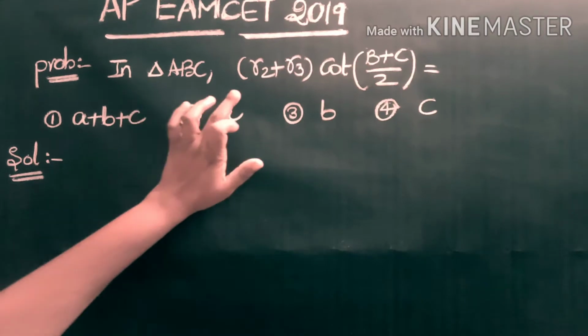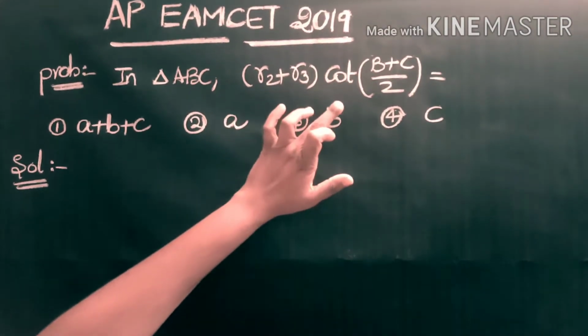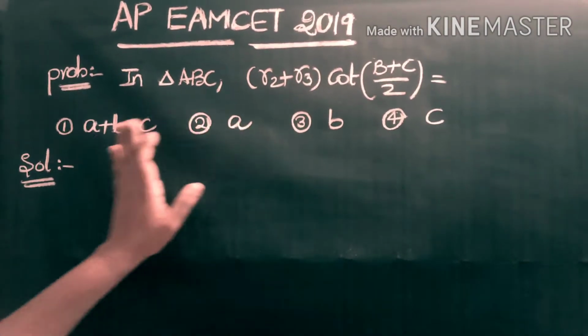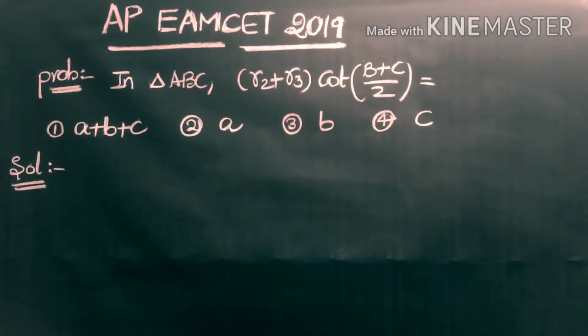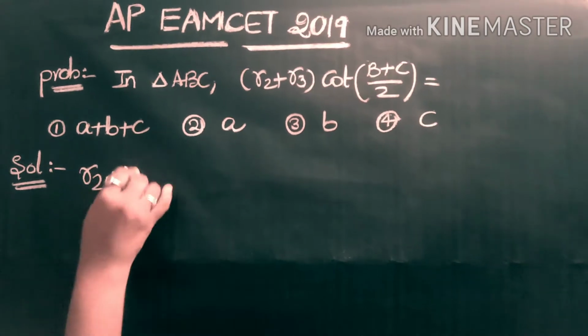In a triangle ABC, (r2 + r3) cot((B + C)/2) is equal to what? What is this value? The options are a+b+c, a, b, c. Now we have to find this value. So first I am finding the value of r2 + r3 here.